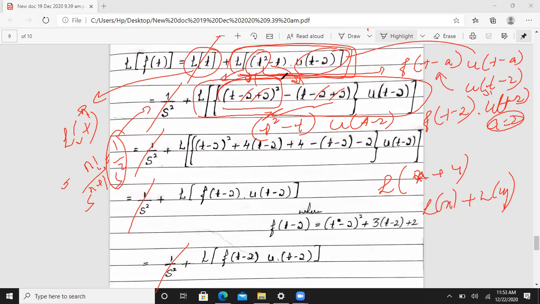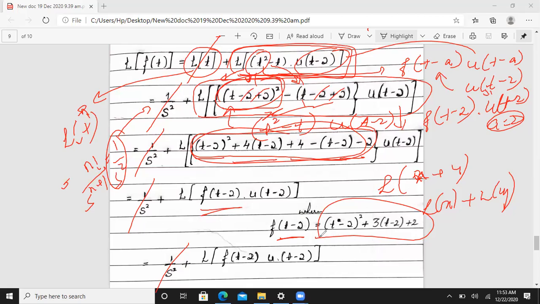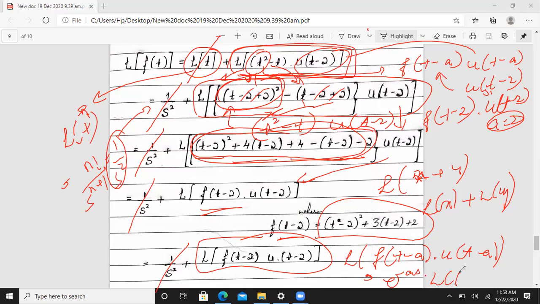This we write as (t minus 2) whole square plus 4(t minus 2) plus 4 minus (t minus 2) minus 2. Simplifying, we get the same thing, with the remaining u(t minus 2) as it is. So this whole term we take as f(t minus 2), where f(t minus 2) is equal to (t minus 2) whole square plus 3 into (t minus 2) plus 2, and the remaining u(t minus 2) as it is. Now you will get the second shifting property formula, that is, the Laplace transformation of f(t minus a) into u(t minus a) is equal to e to the power minus as into the Laplace transformation of f(t).